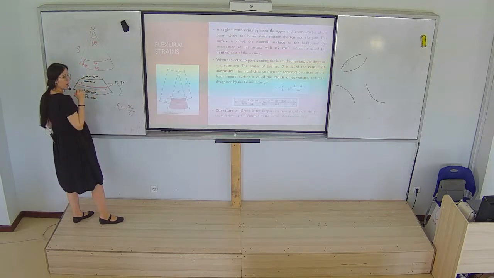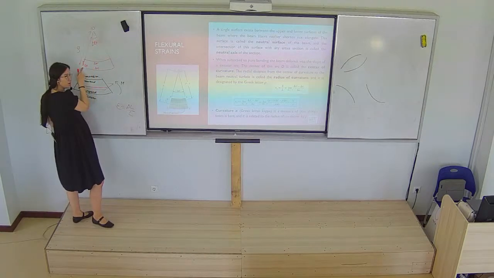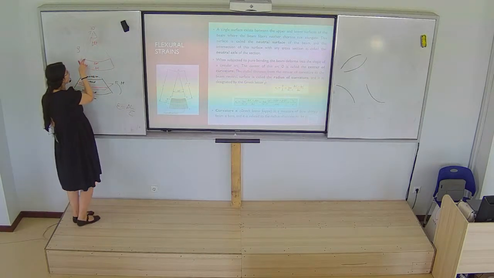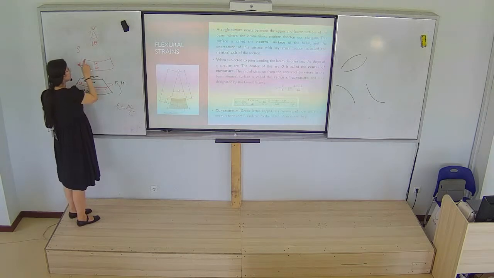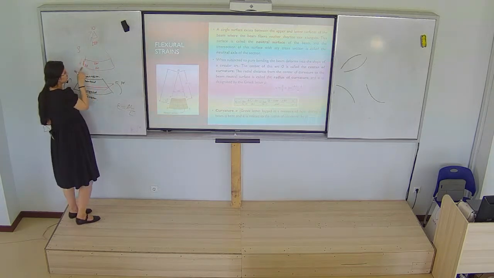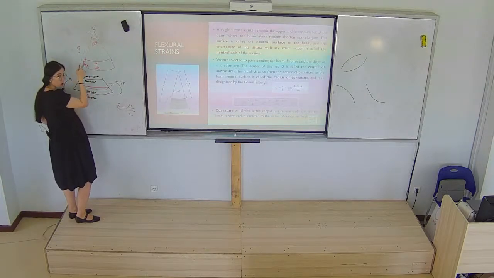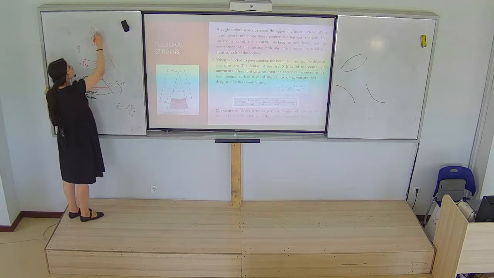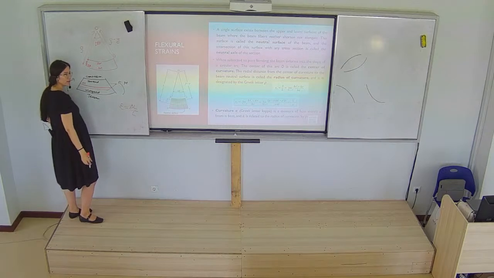What does y mean? It is the distance from the top of the beam to the neutral axis, not from the center, sorry. This one is y, okay? So this distance will be equal to what? Rho minus y. Do you agree?